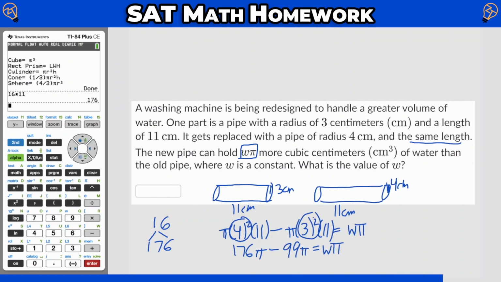And then we're going to go ahead and combine like terms. So if you do 176 minus 99, you get 77 pi. And our goal is to find W. Well, if you just divide both sides by pi, you can see that the pi's cancel, and our final answer is 77.